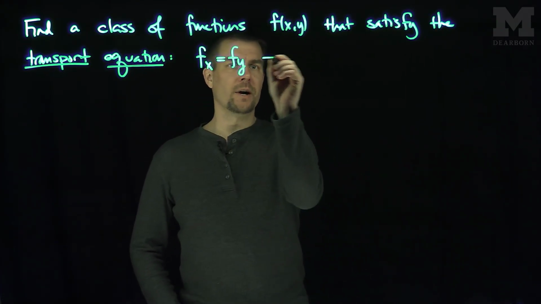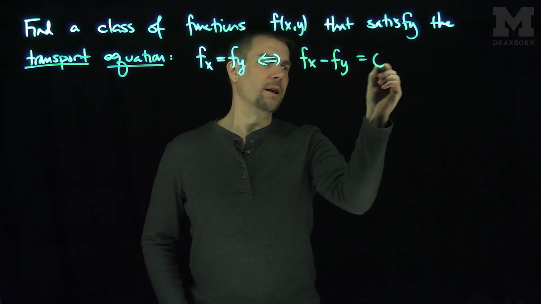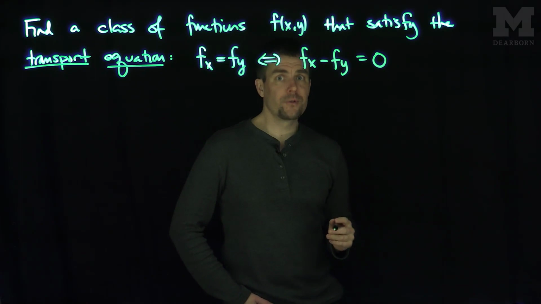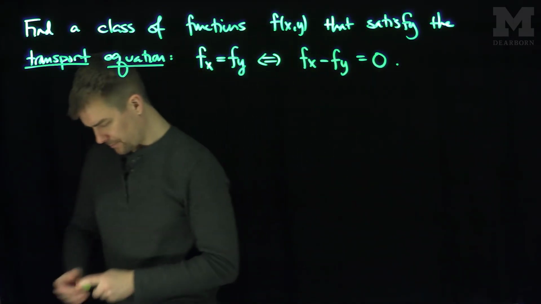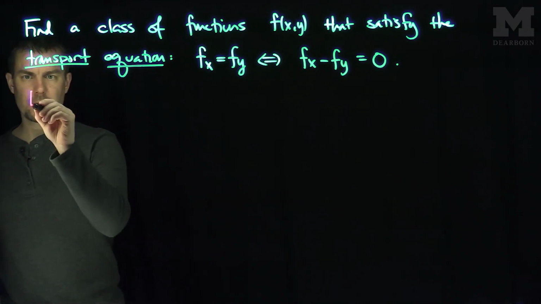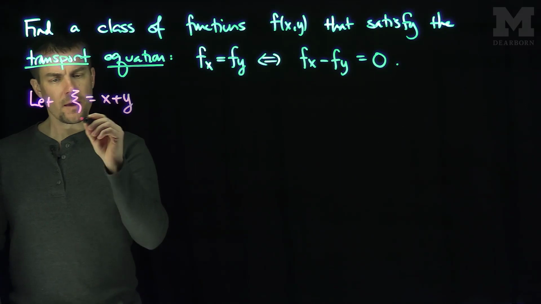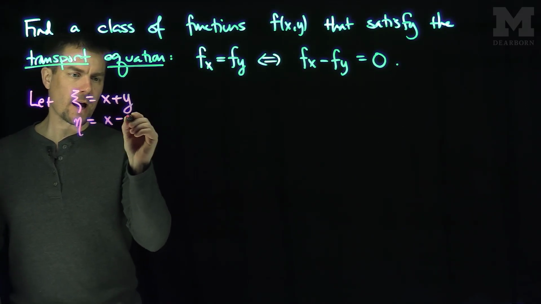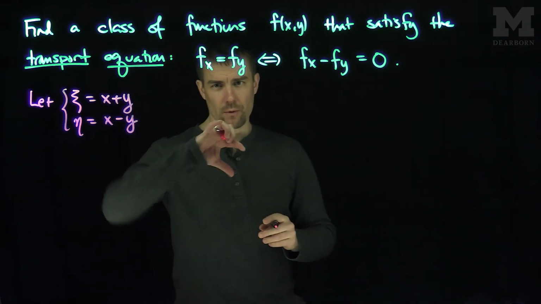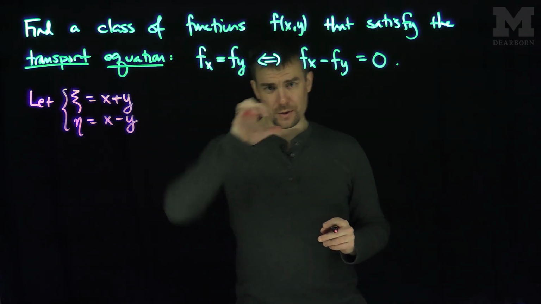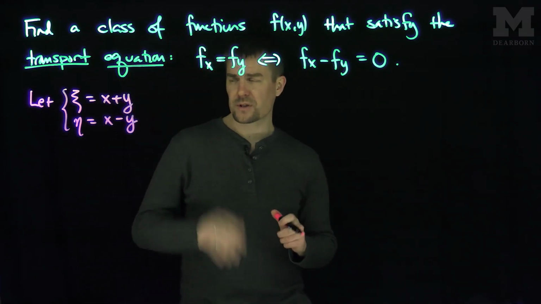What we're going to do here is rewrite this in a simpler form. It just says f_x minus f_y is equal to 0. Now we're going to change the coordinates. I'm going to introduce two variables. I'm going to let xi be x plus y, and I'm going to let eta be x minus y. For those who have seen some linear algebra, you realize I'm basically just rotating the coordinates a little bit. This is a rotation of coordinates and a little bit of a scaling as well. So this is the change of coordinates I'm going to use.